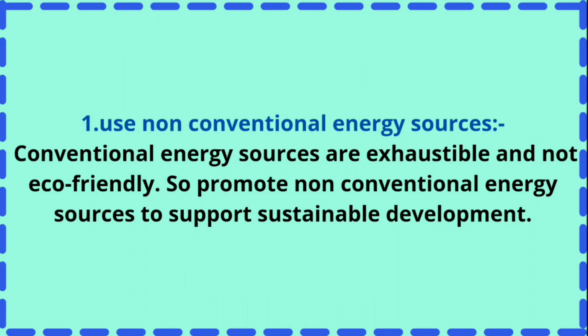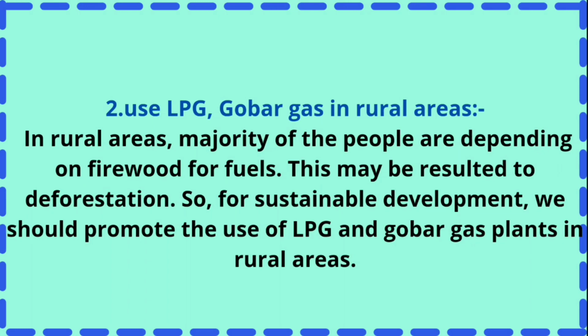Use non-conventional energy sources. Conventional energy sources are exhaustible and not eco-friendly. So, promote non-conventional energy sources to support sustainable development. Use LPG, gobar gas in rural areas. In rural areas, the majority of the people depend on firewood for fuel. This may result in deforestation. So for sustainable development, we should promote the use of LPG and gobar gas plants in rural areas.